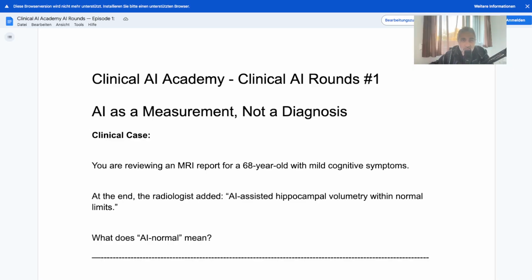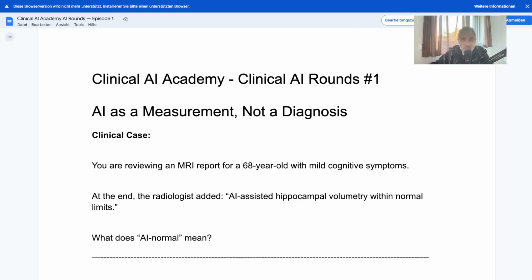So let's say in this case a normal hippocampal z-score, which is a normalized value of the hippocampal volume, does not exclude the disease itself, and an abnormal one does not prove it. But if you understand what this measurement is telling you, it is a very insightful data point that you can add to the other values that you have: the lab tests, the memory tests, the other risks that you're aware of. This helps you make a better informed judgment, but does not replace your judgment.